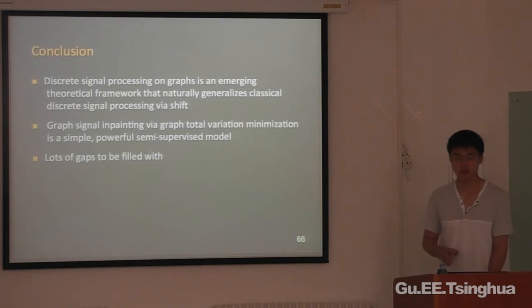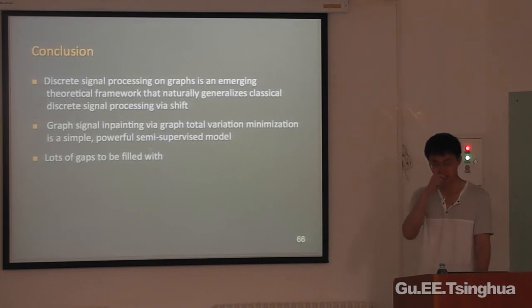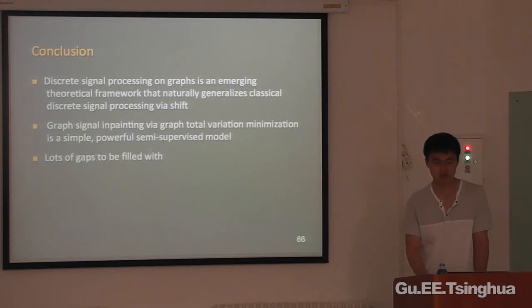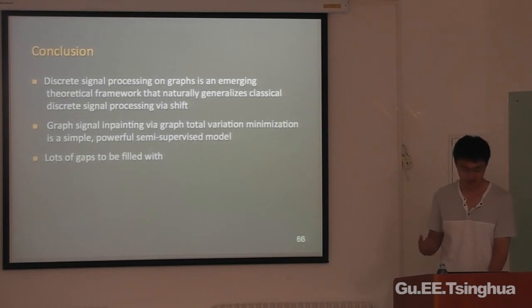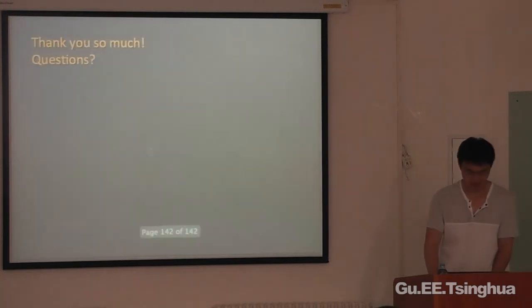So here are three take-home messages. The first thing is that DSP on graphs is a promising and emerging theoretical framework that generalizes classical DSP via the very basic concept called shift. The second thing is that graph signal inpainting via total variation minimization is a pretty simple but powerful semi-supervised model. If you invent some classifier and you want something to compare against, you can choose that. And the third thing is there is a lot of work to do, so I invite you to join us and fill the gaps. Thank you very much.